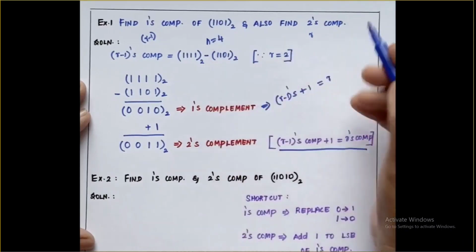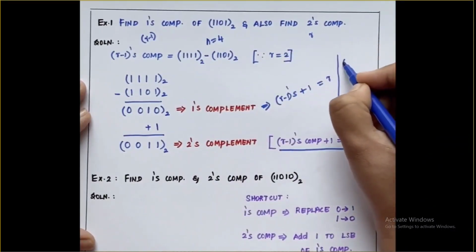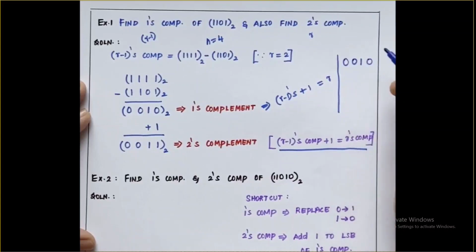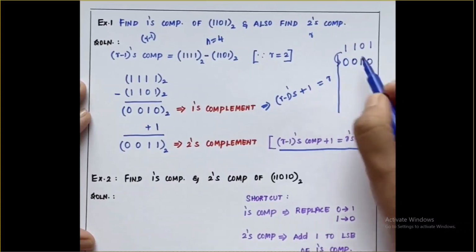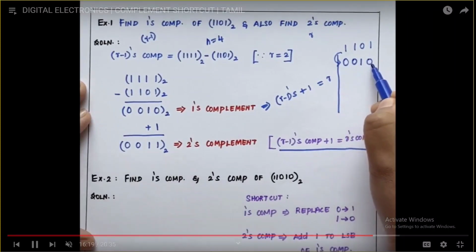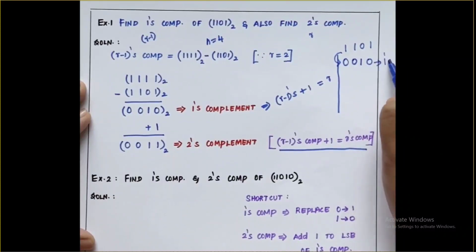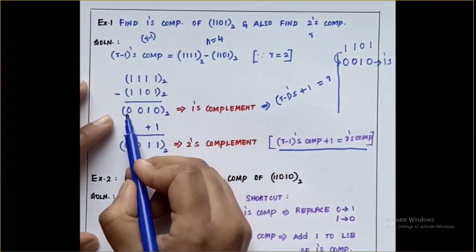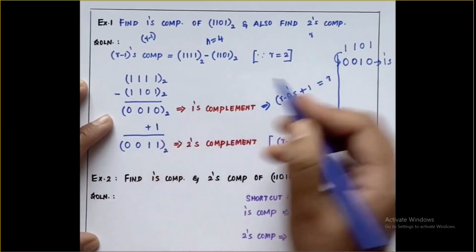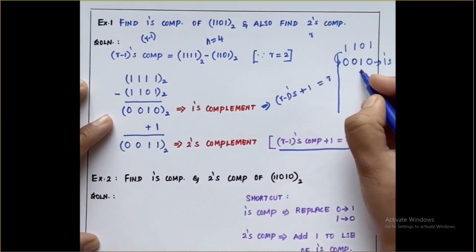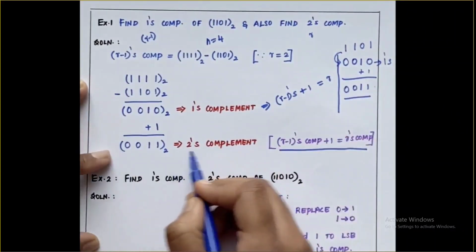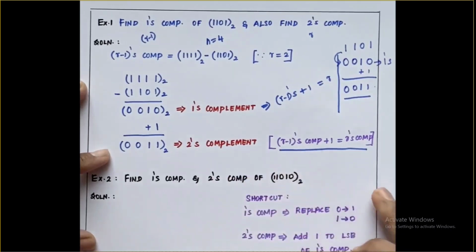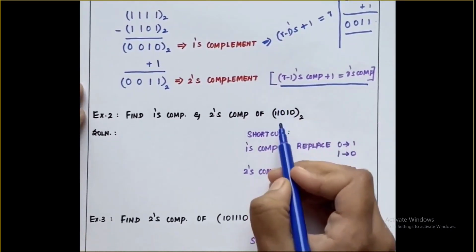We can use a shortcut to find the answer, which is to apply 1's complement. 1101 is our actual bit. Replace 0 with 1 and 1 with 0, so we will get 0010. So 0010 will be the answer for 1's complement, which we have got here. Next, to get the 2's complement, just add 1 to the last bit. So we will get 0011, which is the answer for 2's complement. So for competitive exams, we can use the shortcut in this way.